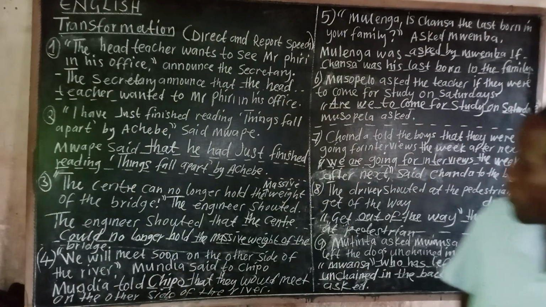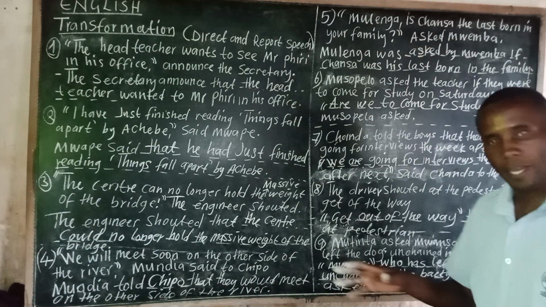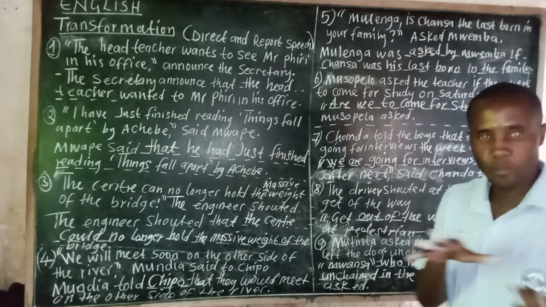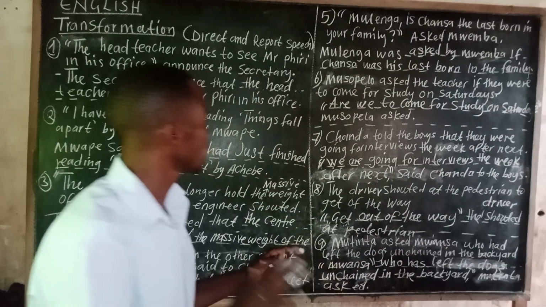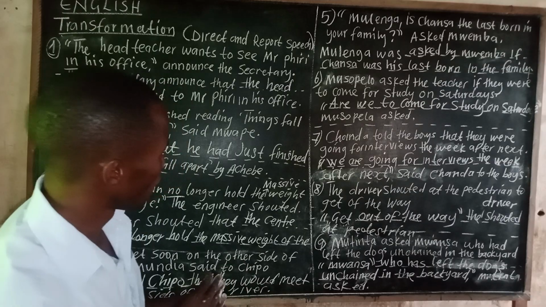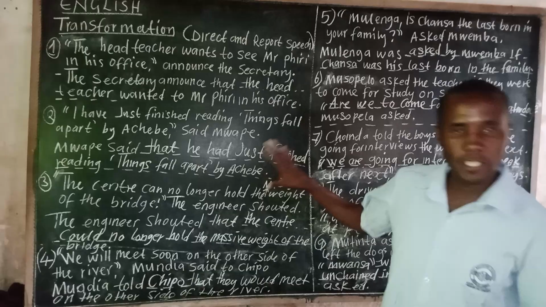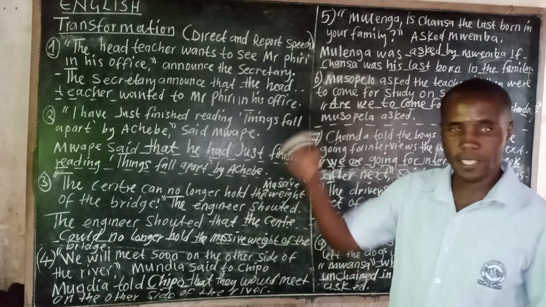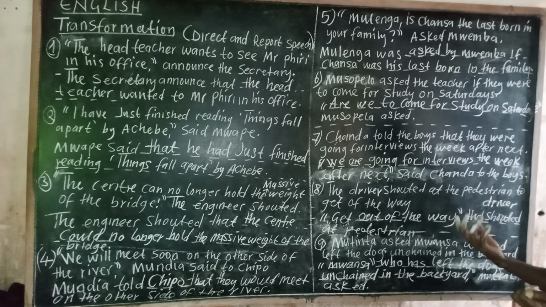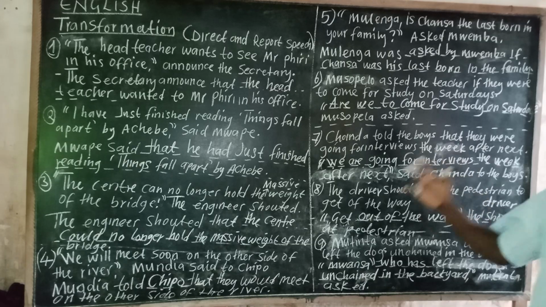When we are dealing with transformation, English has a lot of meaning. You would find that you can write one sentence in different forms, in different ways. What is important is to follow the rules, one. Then two, make sure you don't change the meaning of the second sentence. So this is how we write direct speech when you are given reported speech in transformation.